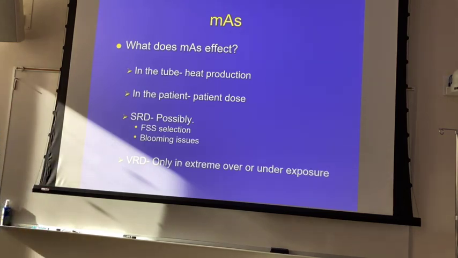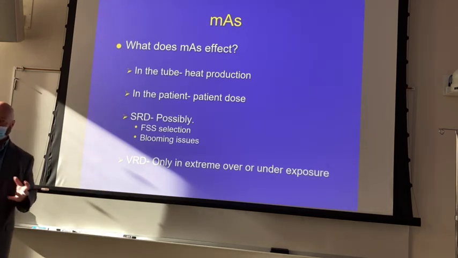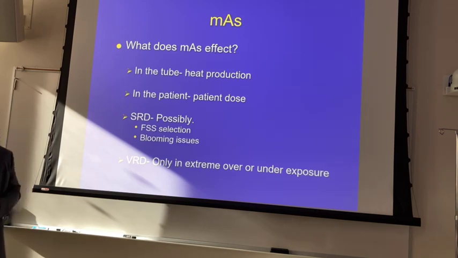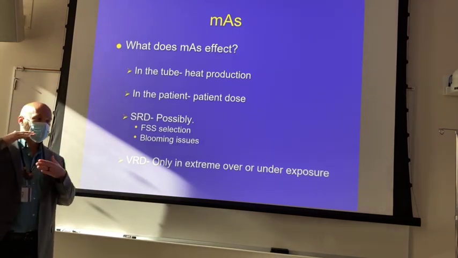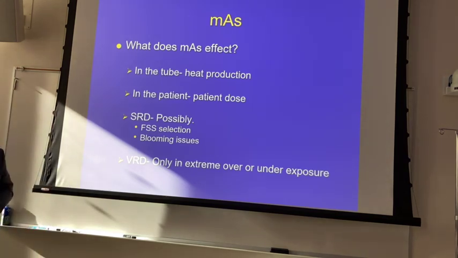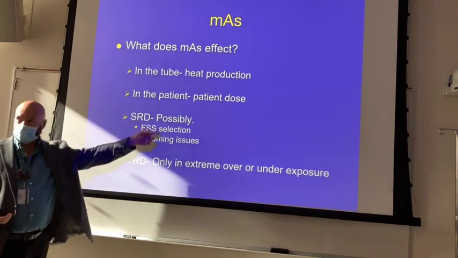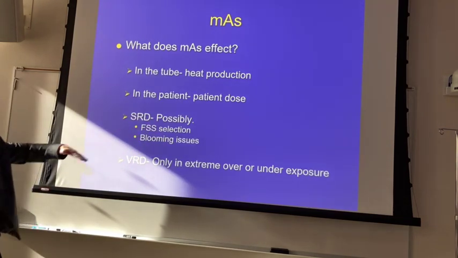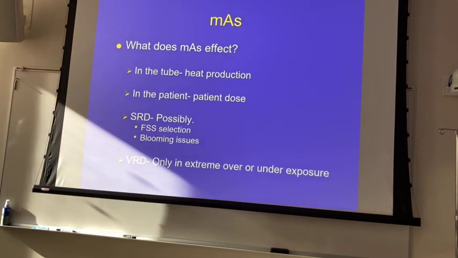What is blooming? Yeah, where you've got too many electrons and the focusing cup can't control or confine those electrons to the focal track. So with blooming, what you get is a larger actual focal spot, and that gives you a larger effective focal spot, which is all about sharpness of recorded detail, right? So in those two ways, the time and the blooming, your mass can actually affect your sharpness of recorded detail.